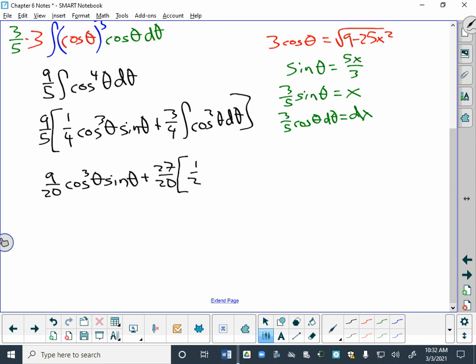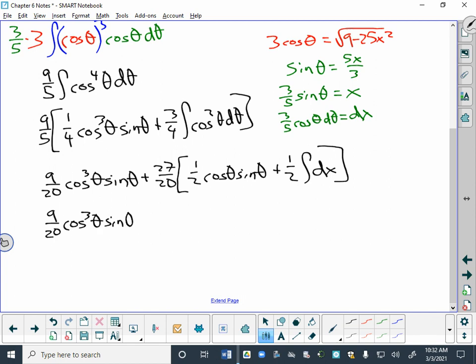That would be 1/2 times cosine theta sine theta plus 2 minus 1 is still 1/2. Antiderivative of cosine to the 0, so just a d theta in there, which is going to be theta. And so I'm going to have a 9 over 20 cosine cubed theta sine theta plus 27/40 cosine theta sine theta plus 27/40 theta. This is going to be a good example to do because that's not an x, that's a theta on there. Plus a constant, because we're going to have to make a substitution for that theta as well.